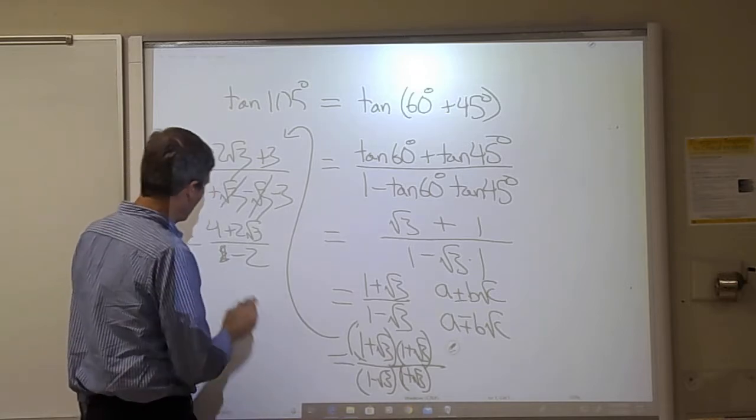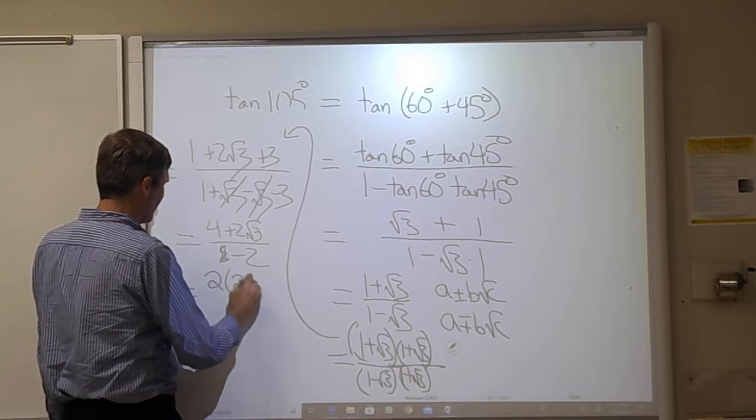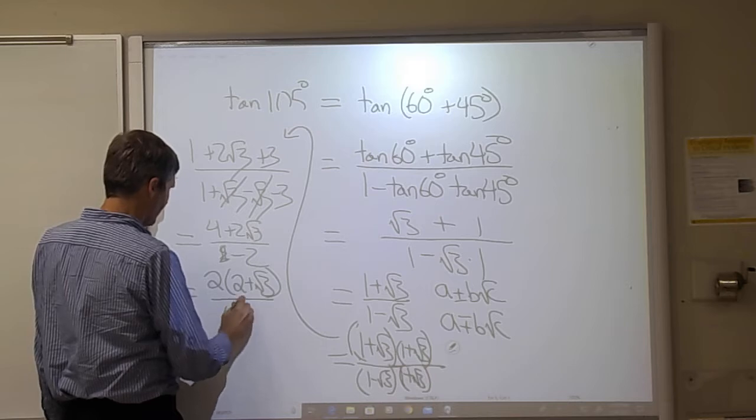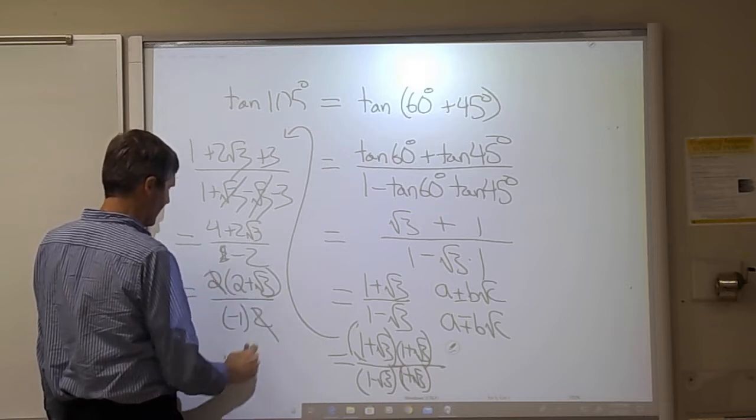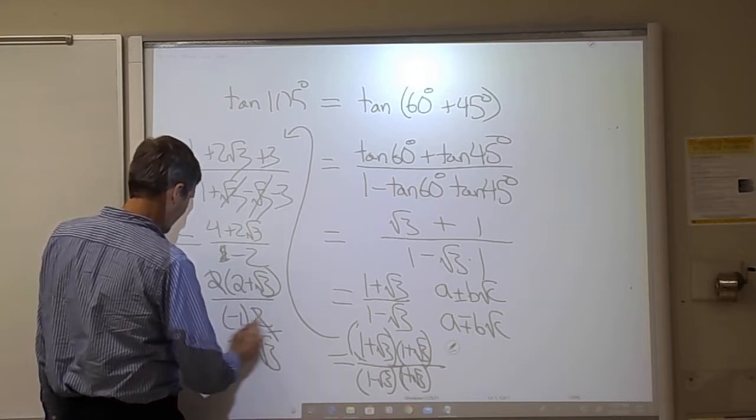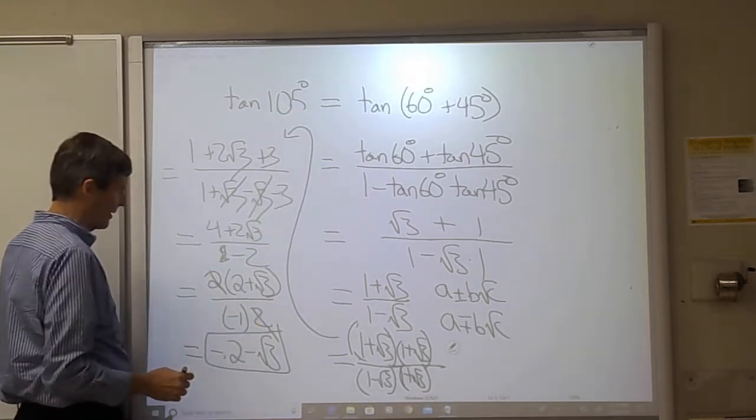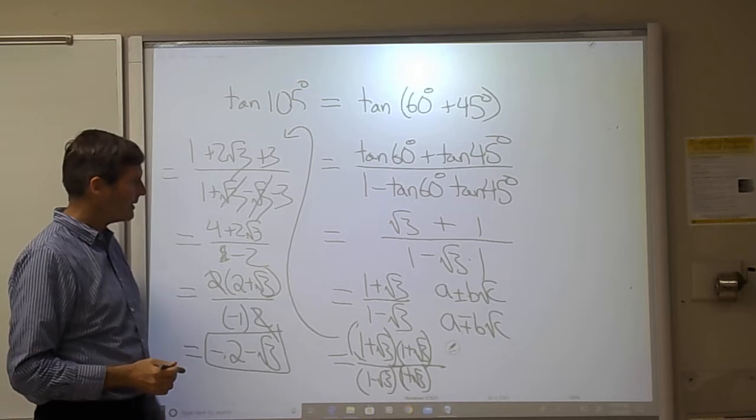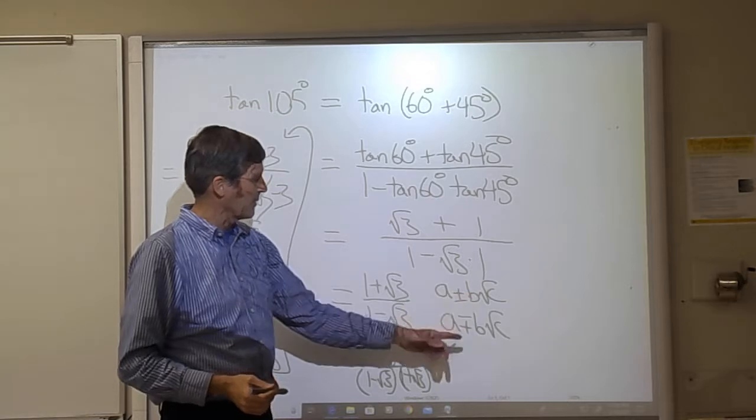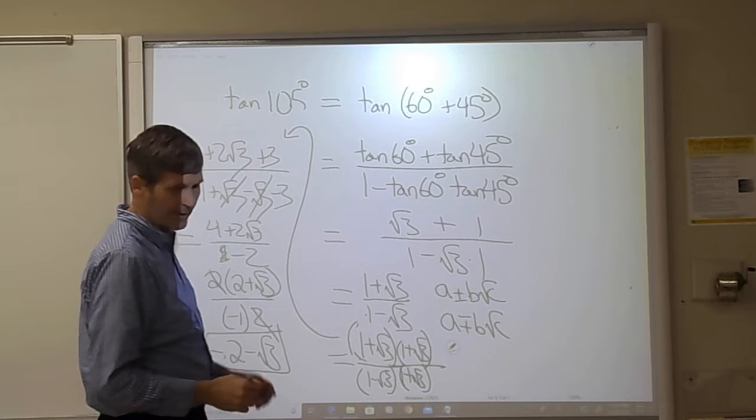But we're not done, right? We can simplify this because there's a common factor of 2. This is twice 2 plus square root 3 over minus 1 times 2. The 2's cancel, and I'm left with minus 2 minus the square root of 3, which is the exact value for the tangent of 105 degrees. So on a lot of the problems you have to rationalize a denominator of the form a plus b square root c or a minus b square root c by multiplying top and bottom by the conjugate.